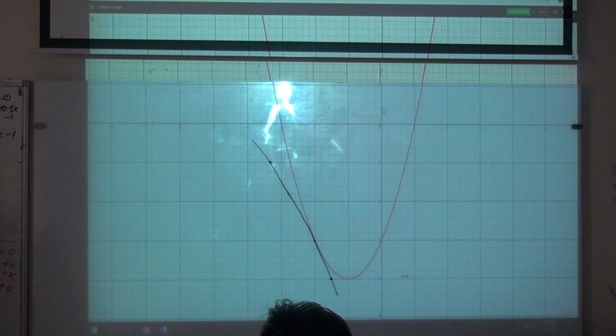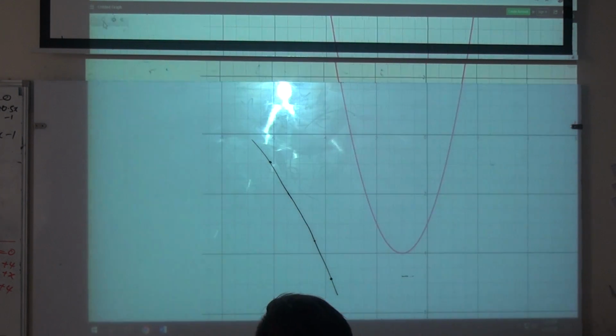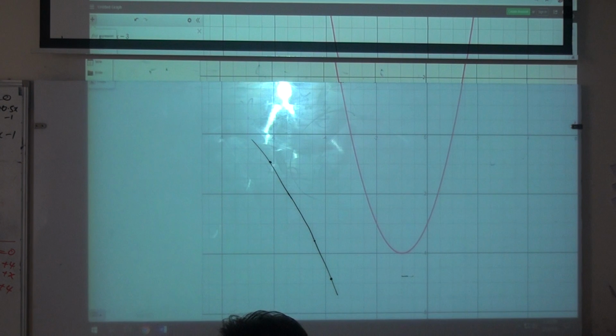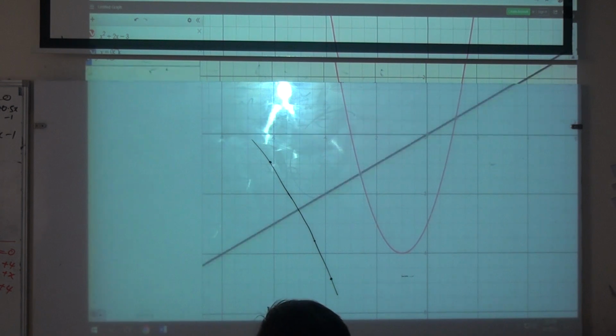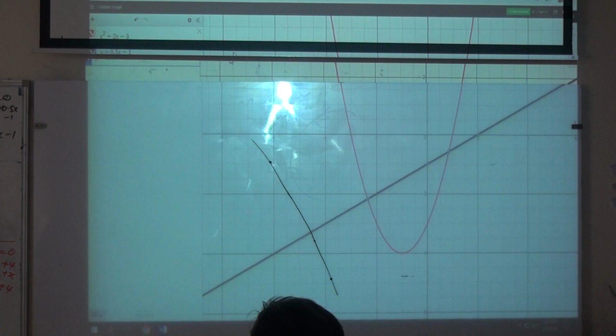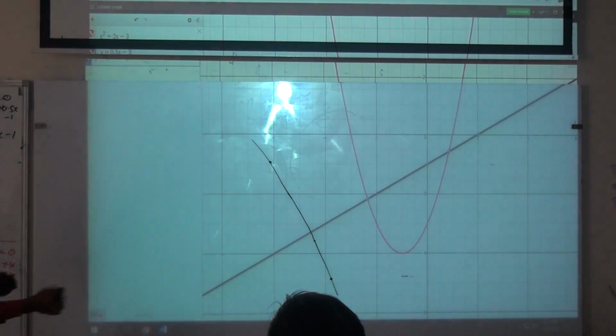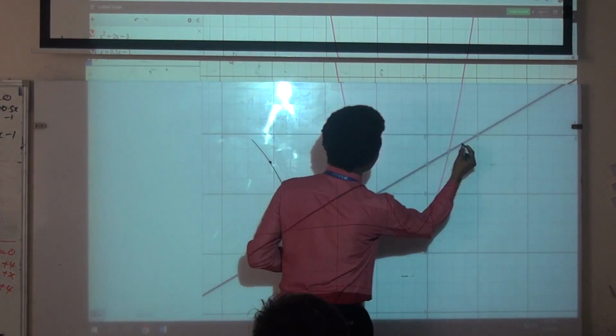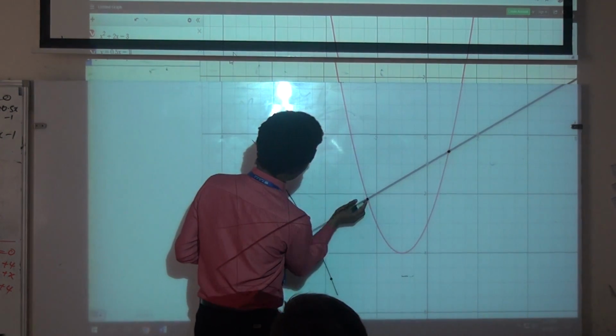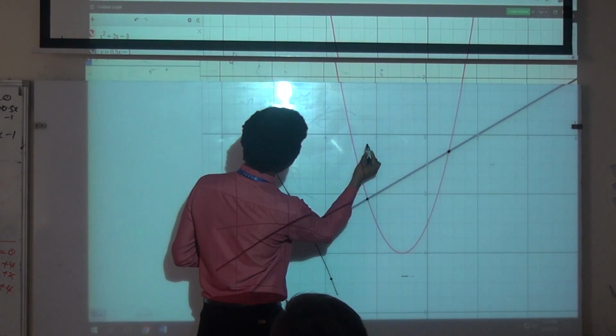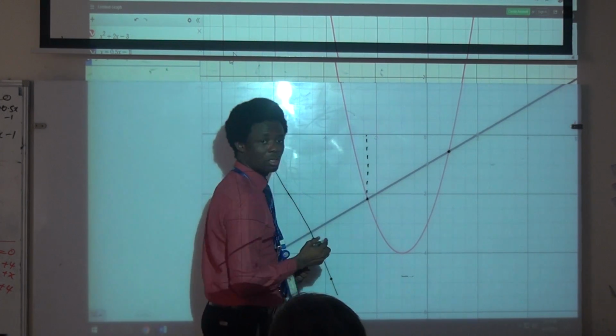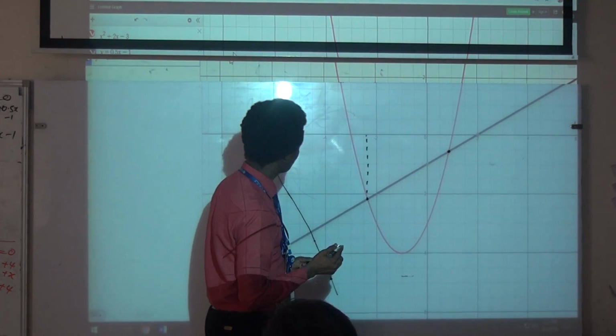So what do I do now? You draw the line y equals 0.5x minus 1. So let's do that. So that's the line. To solve it, we look at where it meets the curve. So what is this point? This point is somewhere here. Negative 2.4.